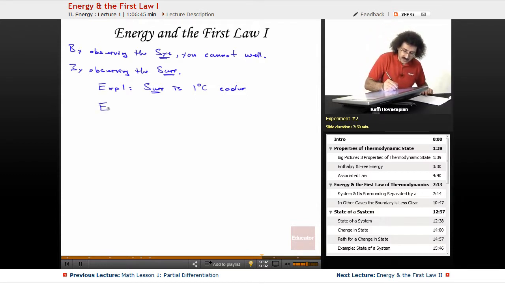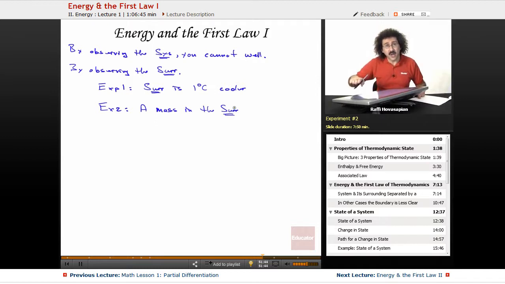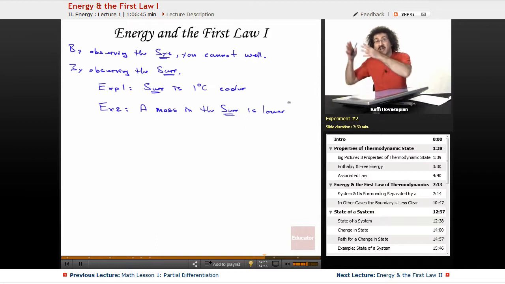In experiment 2, a mass in the surroundings is lower. You can see it with your own eyes. You look and you see that the mass is actually lower than it was before. Because you're observing it in the surroundings, if a mass is lower in the surroundings, that means work has been done. And since the mass is lower, that means work has been done on the system. Work has flown from the surroundings to the system. That's how you can tell.